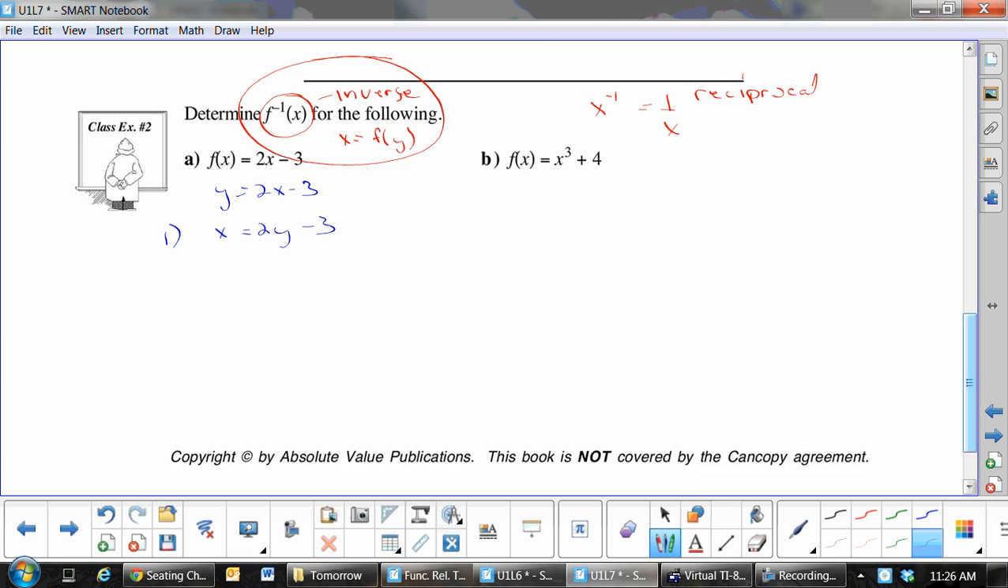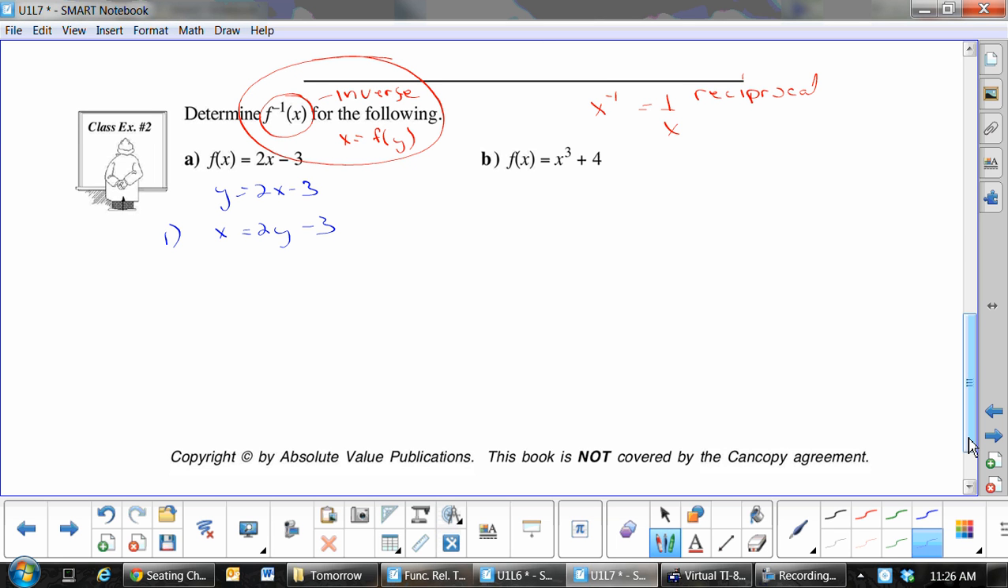Okay? So all I did was switch x and y. Now that is the inverse. The problem is, often they will want that put into the form y equals. And that's helpful for you too, so you can put it in your graphing calculator to see, are they inverses? Check the pictures out.